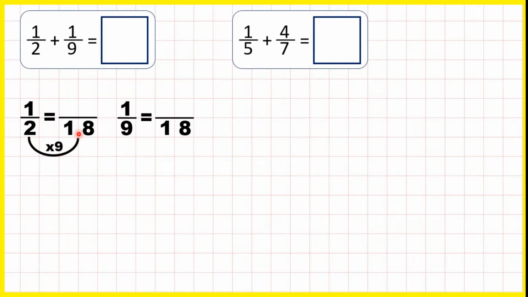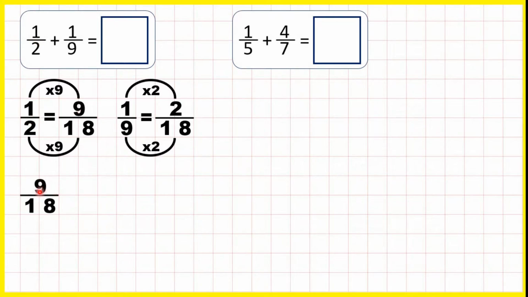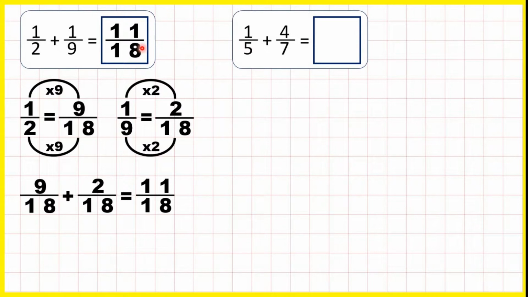2 times 9 is 18, and 1 times 9 is 9. 9 times 2 is 18, and 1 times 2 is 2. So now we can rewrite our question. Instead of 1/2, we can write 9/18, and instead of adding 1/9, we can add 2/18. So now we have a common denominator. So the denominator stays the same in our answer, and 9 plus 2 is 11. So our answer is 11/18.